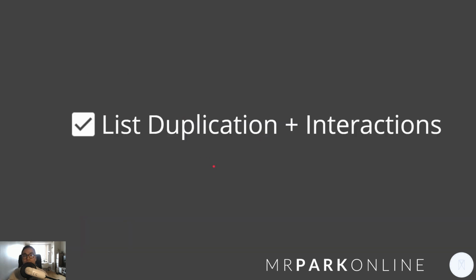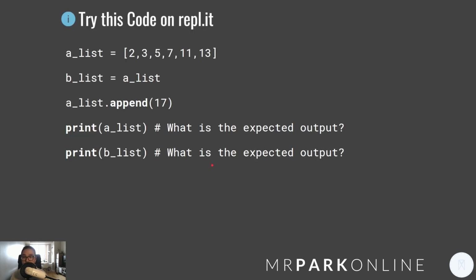Let's talk about list duplication, where you have a list and you want to duplicate parts of it or the entirety of it. So what I want you to do is look at this code, copy it onto Replit, and pause my video and try this out.